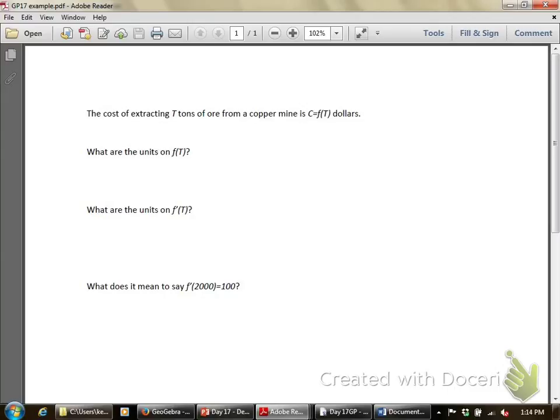Okay, so what are the units on F of T? This is dollars, because F of T is the cost in dollars. Okay, what are the units on F prime of T? F prime is the derivative of F with respect to T. What that means is when T changes, when the tons of ore change, how does that affect the cost of extracting T tons?